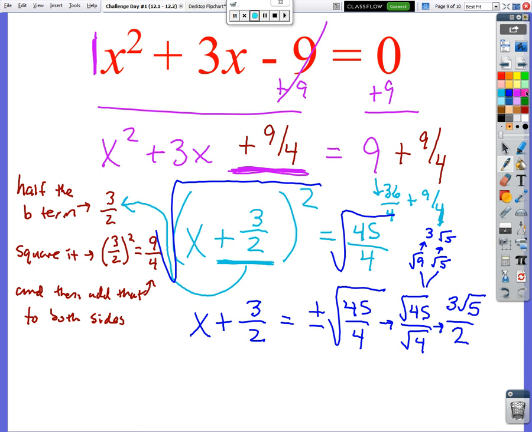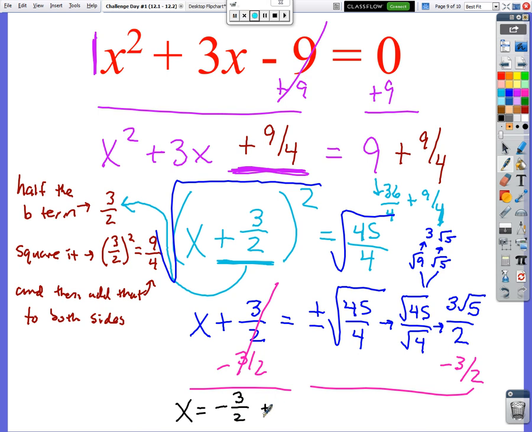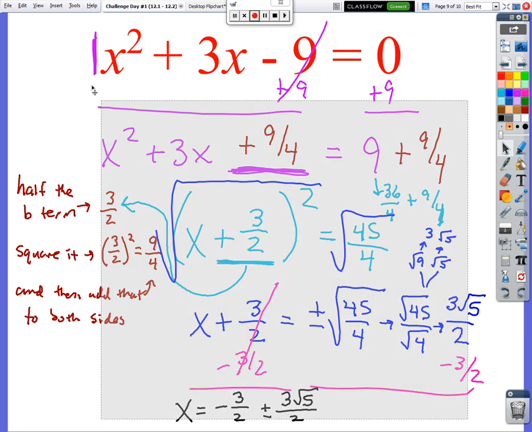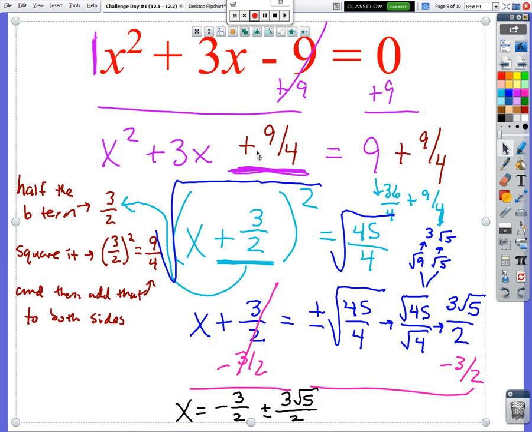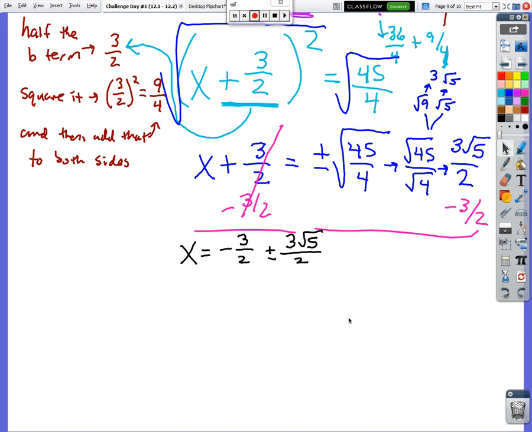Okay, what next? Now we're going to subtract this 3 halves over to the 3 root 5 over 2. So now in the end, we've got, let's get a different color here, x equals, and I'm going to put the negative 3 halves first. So negative 3 halves plus or minus 3 root 5 over 2. And you're going to go, man, that is really an ugly answer. I don't like that. I'm sorry. We're just going to go with that.